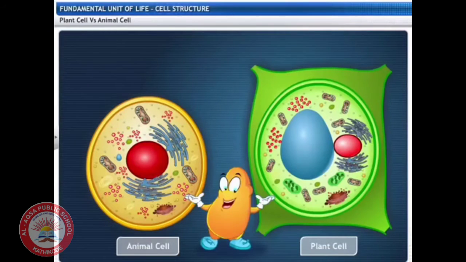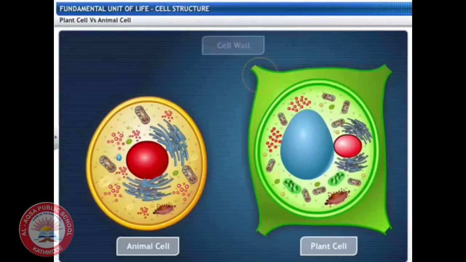Now let us see the differences between a plant cell and an animal cell. Plant cells have a cell wall, whereas a cell wall is absent in animal cells. Plant cells have chloroplasts, whereas animal cells do not. Plant cells have larger vacuoles, which are mostly centrally placed, whereas animal cells have comparatively smaller vacuoles.